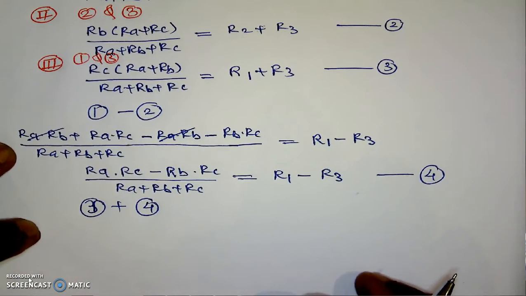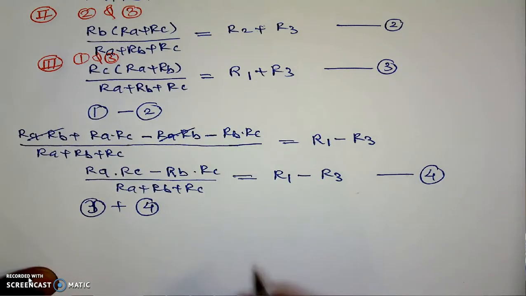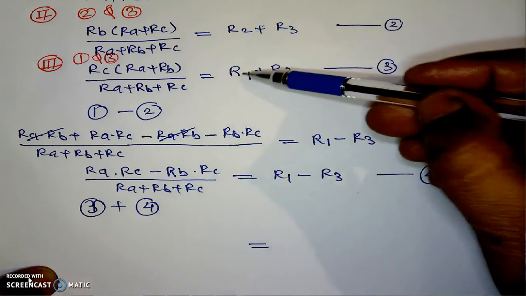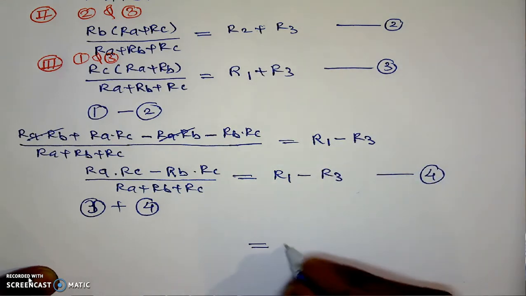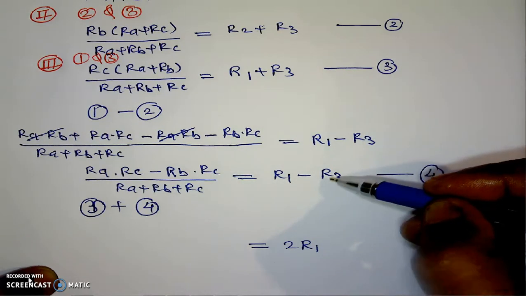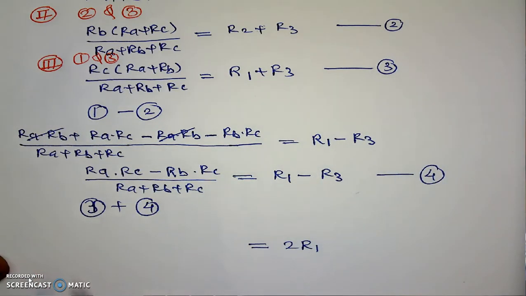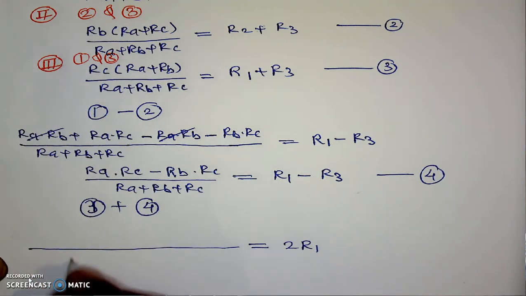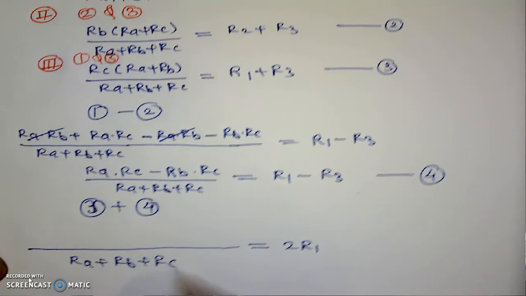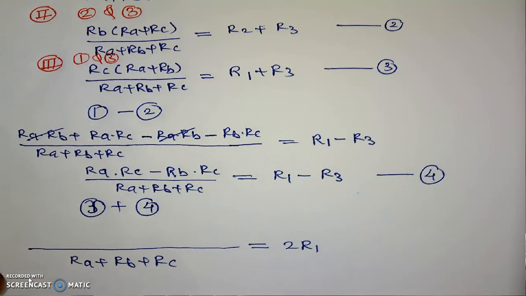If we are adding equation number 3 and equation number 4, I will write first its RHS. R1 plus R1 will be 2R1, then R3 minus R3 will be 0. That is the right hand side. Then what will be the left hand side of this equation? The denominator is the same, that is RA plus RB plus RC.